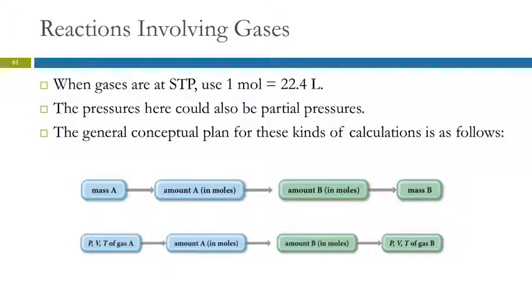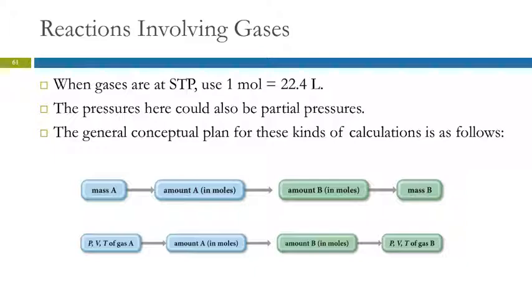When the reaction occurs at STP, things are greatly simplified, and we can use our little friend, the molar volume of gas at STP. A mole of gas is 22.4 liters. When we're dealing with gases in reactions, we could also be looking at partial pressures because we might have a mixture of gases.